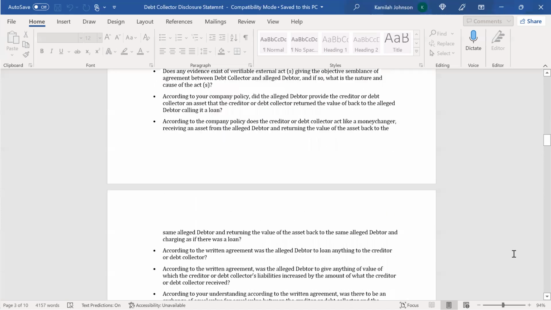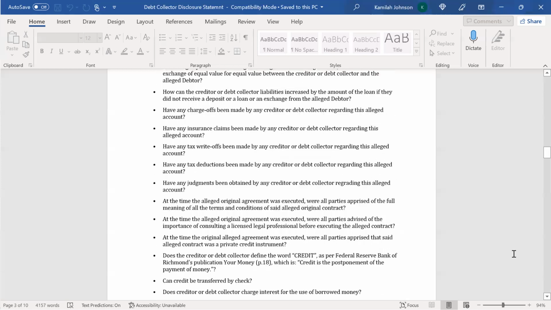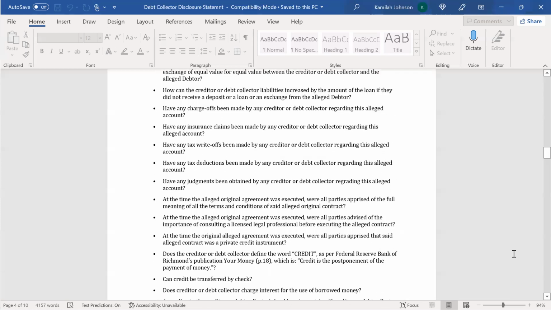So I'm not going to read all of these. However, I will stop and read a few. How can the creditor, I'm reading here, how can the creditor or debt collectors' liabilities increase by the amount of the loan if they did not receive a deposit or a loan or an exchange for the alleged debt?